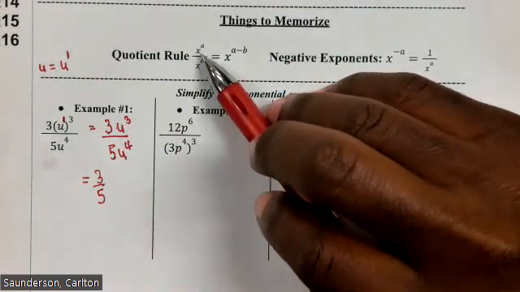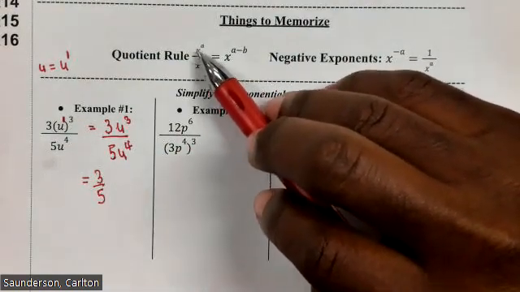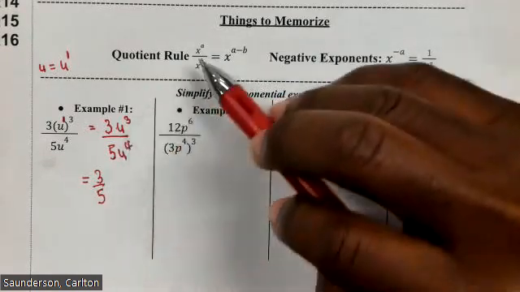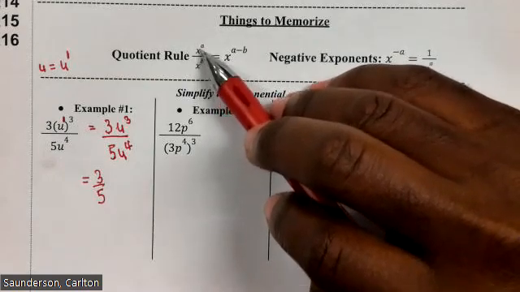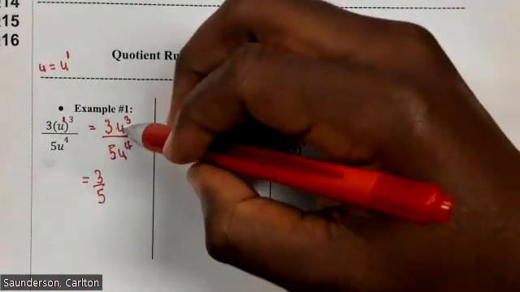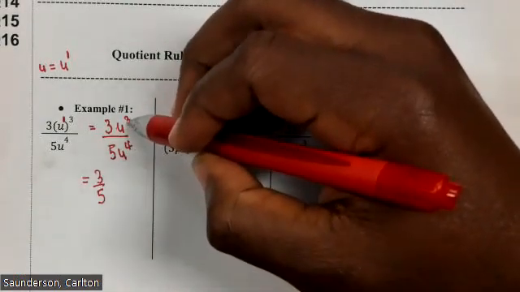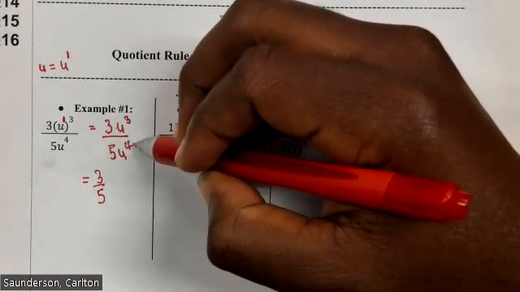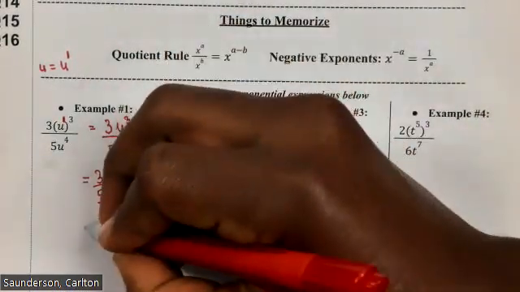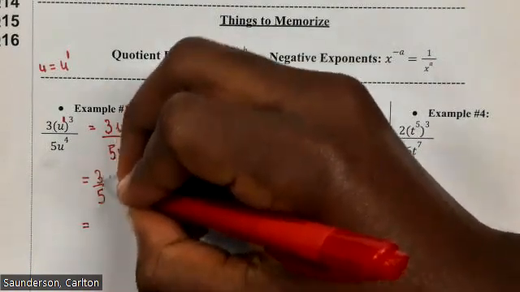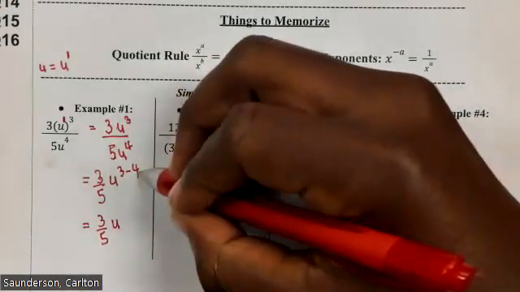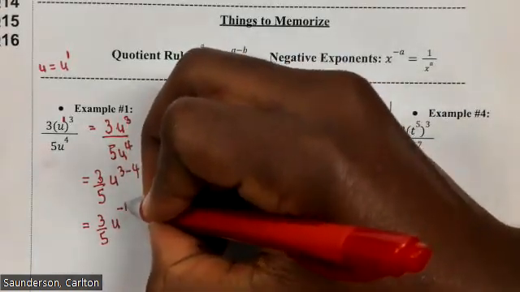Quotient rule says when you're dividing things that have the same base, here the base is u, when they have the same base and you're dividing, you subtract the exponents. So because we're dividing the same bases, we're going to subtract 3 minus 4. So I'm going to have u to the 3 minus 4. So that's going to be equal to, this 3 over 5, you're going to bring it down. And we know that 3 minus 4 is negative 1.